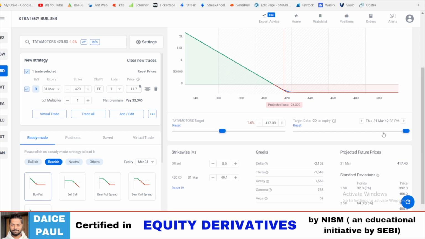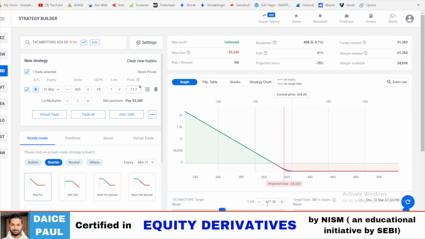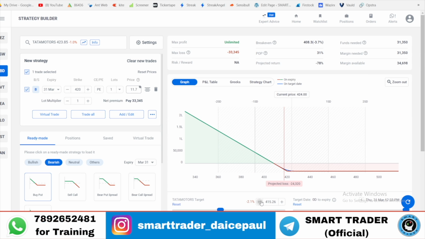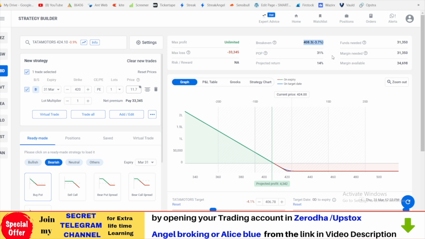So on an expiry day, let's say it went here, you are still around 417, you are in a loss, 415, and anything from 408 and below, you are starting to make a profit. Okay, again a break even point of minus 3.7. So this is the one disadvantage here because you're giving premium, that's gonna keep that buffer break even point.